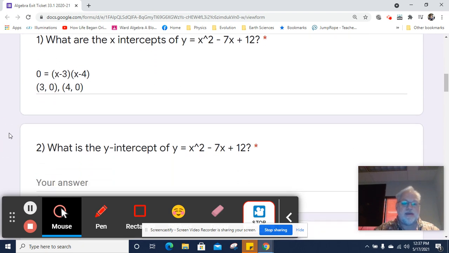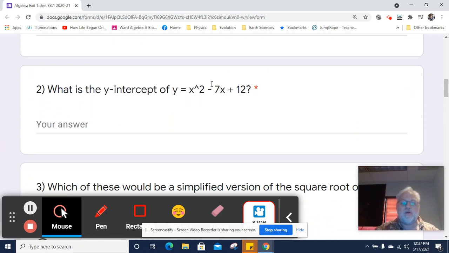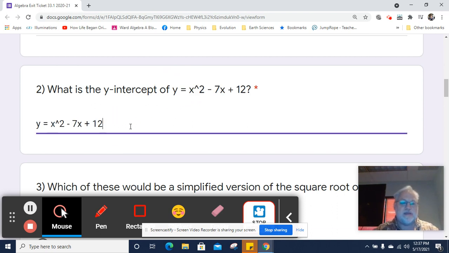Y-intercepts, on the other hand, in my next question, require me to figure out what y would be when x is 0, because the y-axis is the vertical line at x equals 0. So I'm going to take this equation. Now, once you get the pattern of this, it'll be really easy. I'm going to go through the process. I'm going to replace x with 0 wherever it shows up.